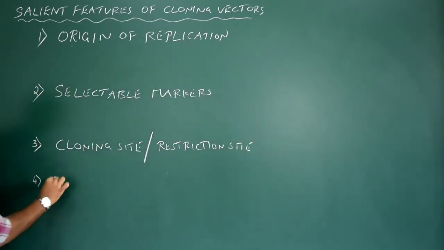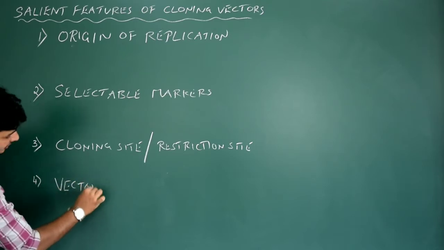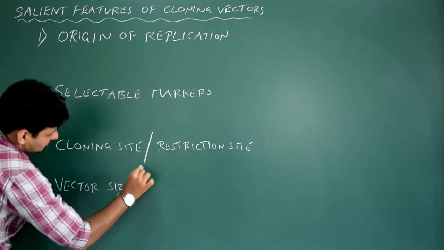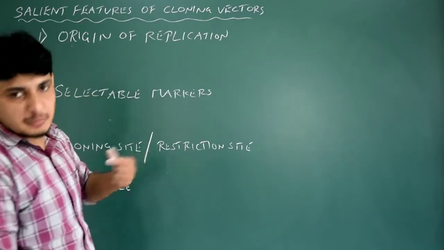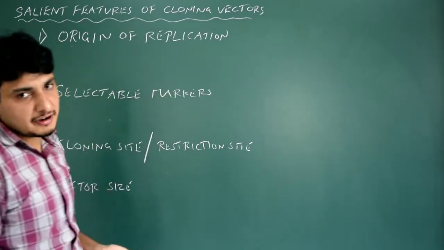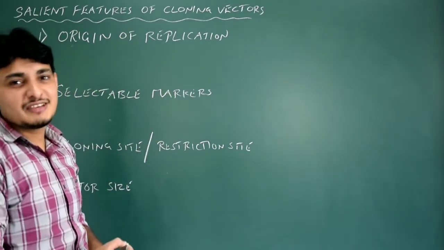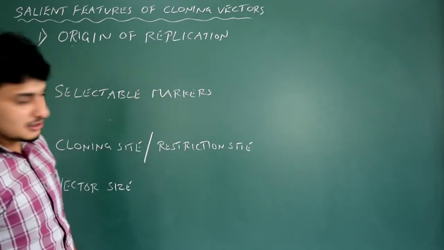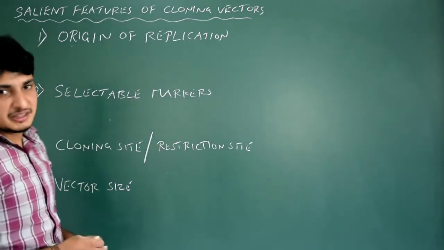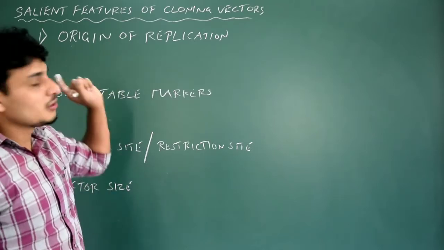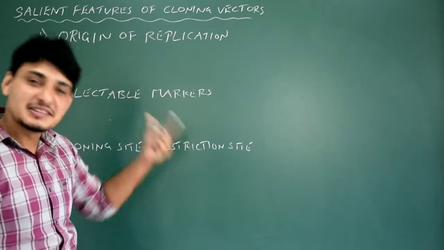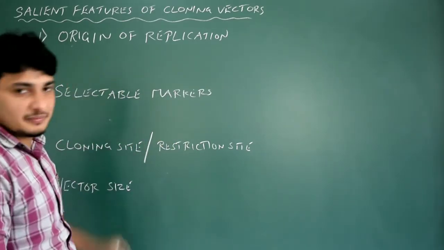The fourth one is the size of the vector. So we write vector size. These are the 4 important properties that I expect, as a scientist, to be present in cloning vectors. But not all vectors exhibit all these things; some drawbacks will obviously be there. That is the reason why we construct artificial cloning vectors like pUC18 and pBR322, because they exhibit all.